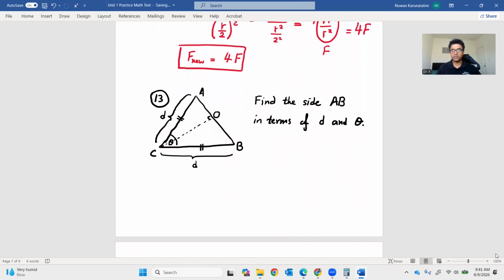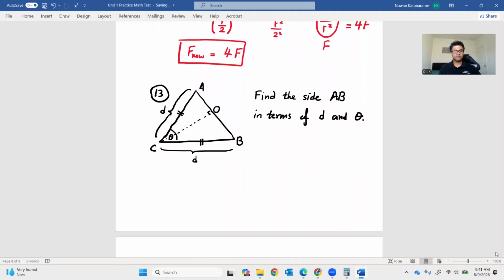Okay, number 13, we have around 3 more to go. So find the side AB. What is AB? That's this side, in terms of D and theta. Theta is this entire angle. D is one of these sides. So this is an isosceles triangle where 2 sides are equal, D and D.